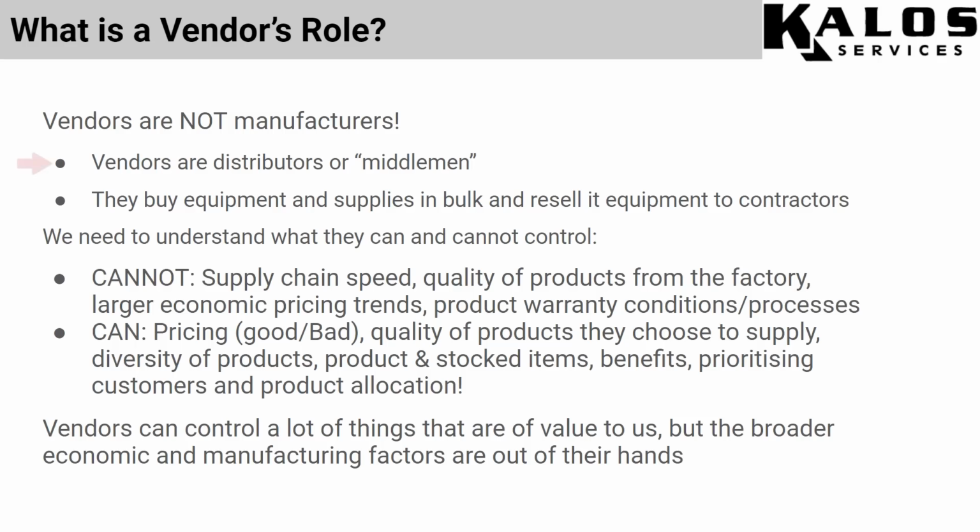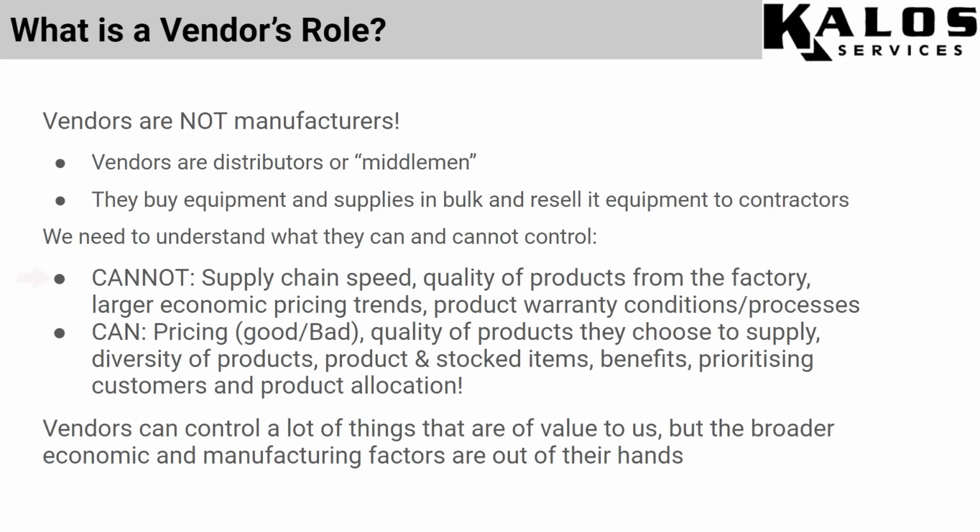So first off, I want you guys to understand what the difference is of those two and be able to identify the difference so that way we can figure out ways to negotiate with them. So they're going to be distributors. They're the middleman. They're going to buy materials from the manufacturer, put them in a warehouse, and then sell it to the contractor, to Kalos, to us.